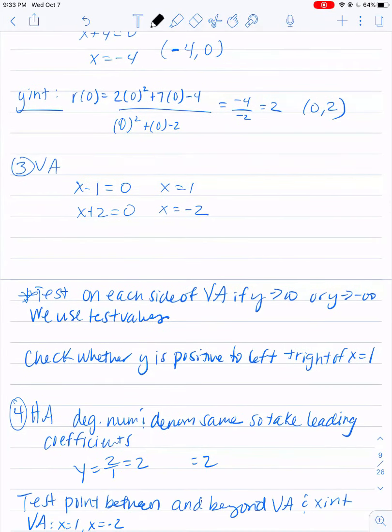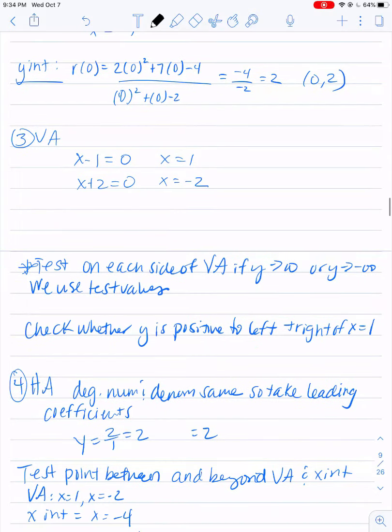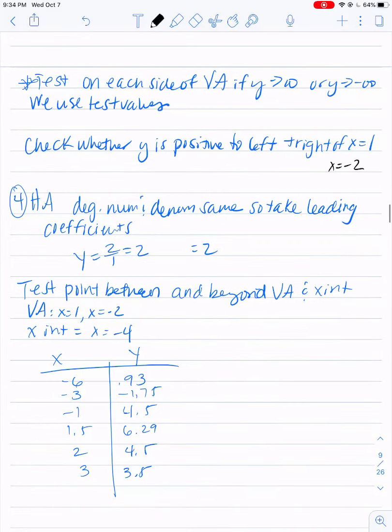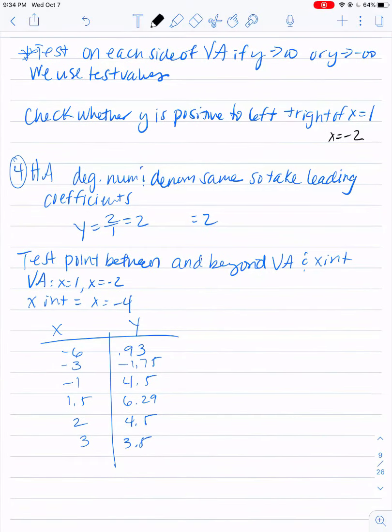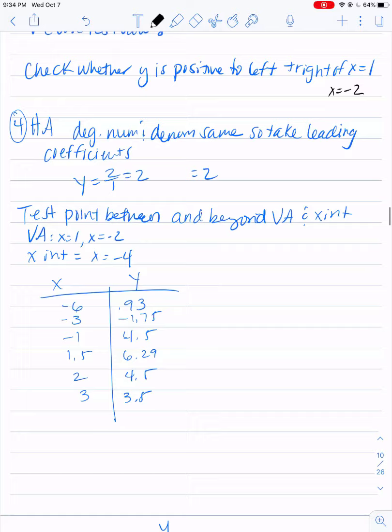So I test on each side of the vertical asymptote if y is going to infinity or if y is going to negative infinity using test values. And then I check if y is positive to the left and right of x = 1, our vertical asymptote, and I do, and x = -2. Our horizontal asymptote: the degrees of the numerator and denominator are the same, so we take leading coefficients.